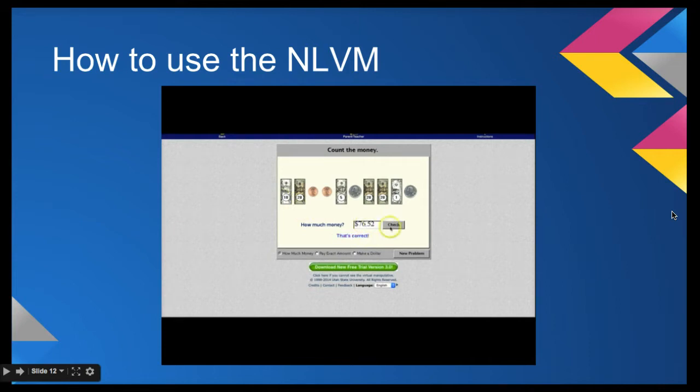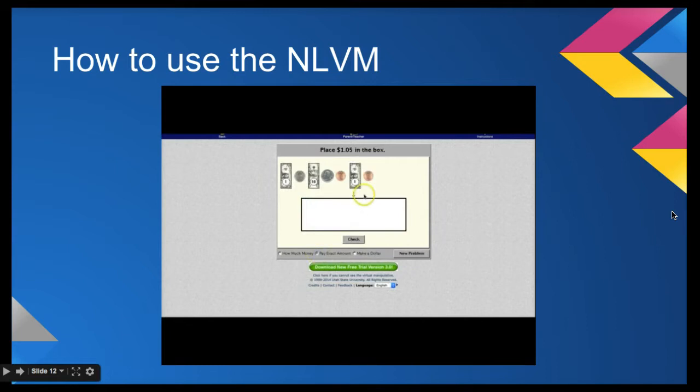$76.52. That's correct. And you could do like pay the exact amount, so you need $1 and 5 cents in the box. That's correct. Or you could make $1. Place $1 in the box. 1, 2, 3, 4, 5. Another 5. That's 10, 20, 30, 40, 50, and then another 50. Check. That's correct. So you can do all sorts of different assortments of money.